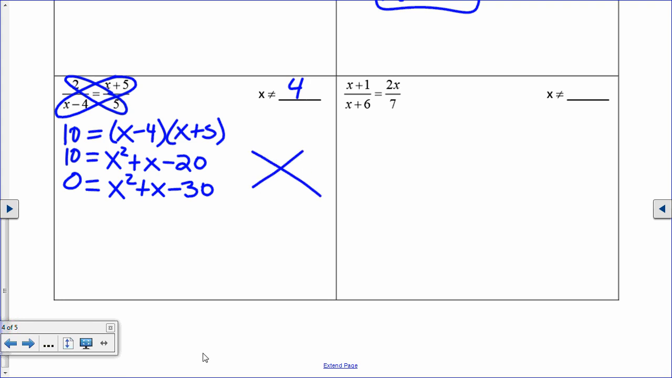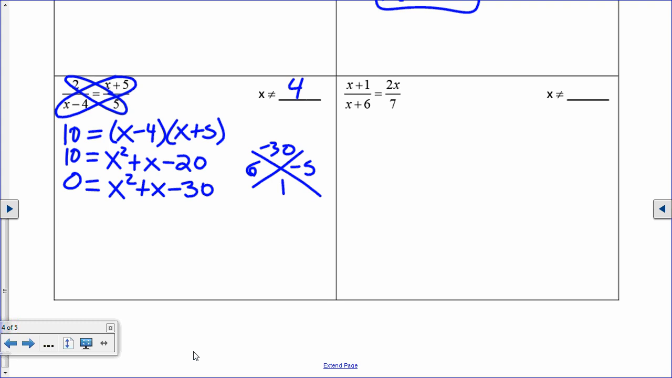My x trick. So what goes in the top? And then in the bottom? Okay, so what multiplies to get negative 30 that adds to get 1? Yep, 6 and negative 5.